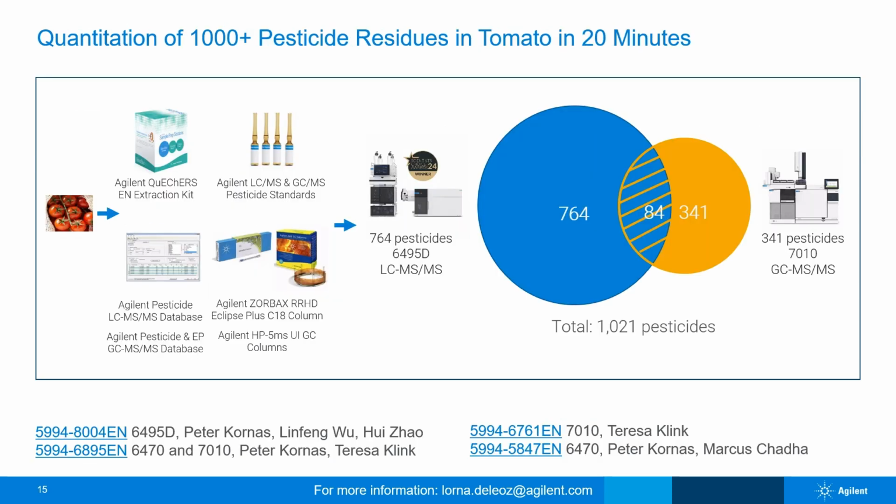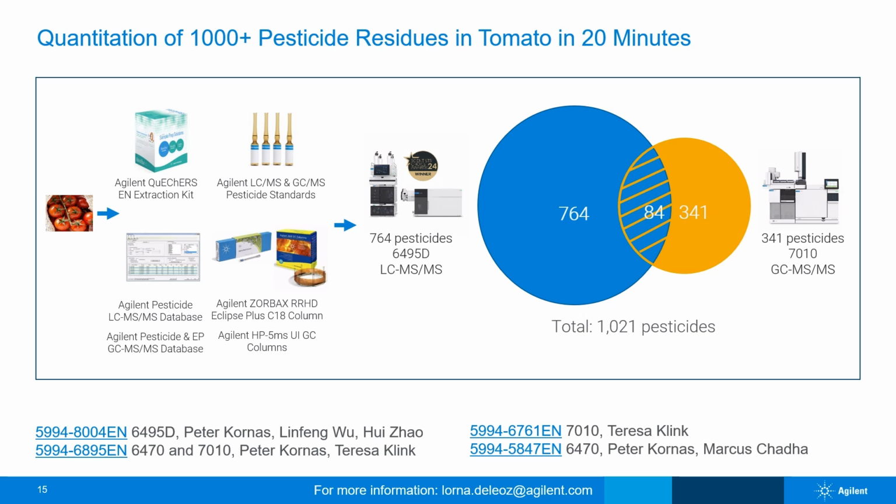So customers wanted a single method, even the sample prep, to cover a wide range of pesticides in Europe because there are different pesticide panels per country. We tried optimizing the method in tomato matrix. The method used the Agilent QuEChERS extraction kit, our Agilent standards, as well as our pesticide databases for both LC-MS/MS and GC-MS/MS. We also use the GC and LC columns as well as the GC, LC, and MS instruments. The result is a complete workflow solution.